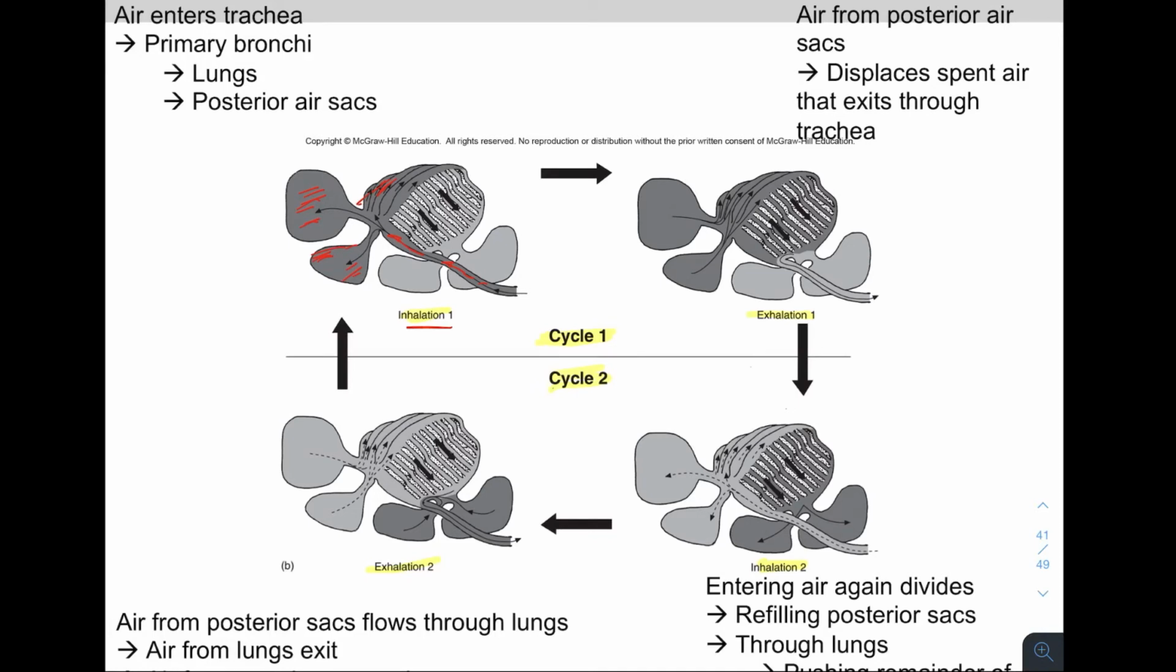During exhalation 1, again following only this dark gray air because the light gray is a different volume of air, we see that the dark gray is going to get exhaled, not out of the bird yet, but rather from the posterior air sacs towards the lungs, and this is where most of that gas exchange will take place.